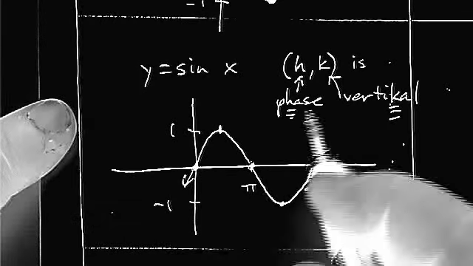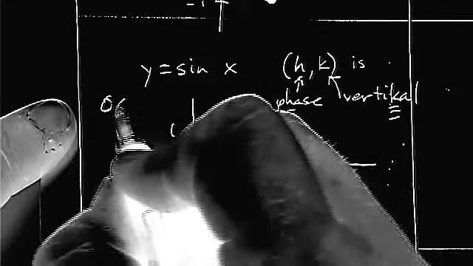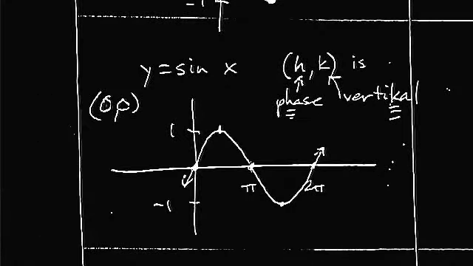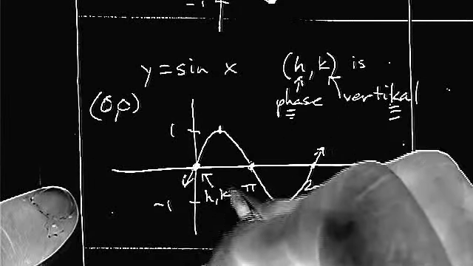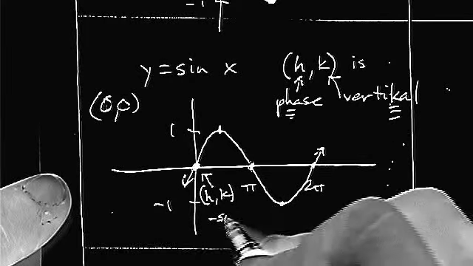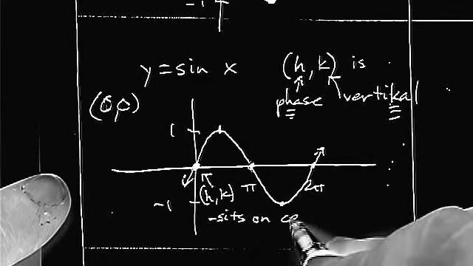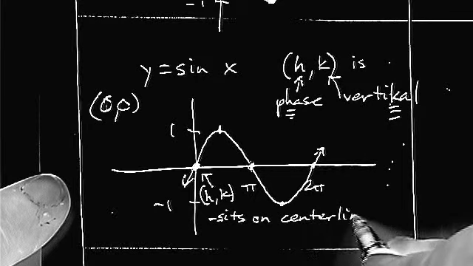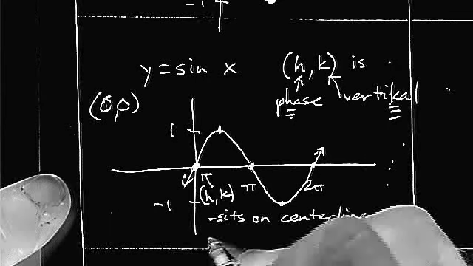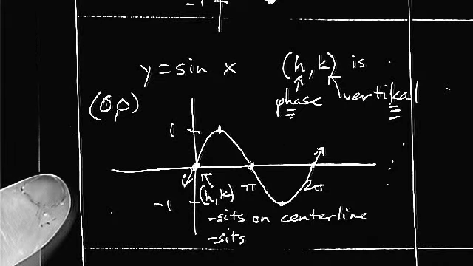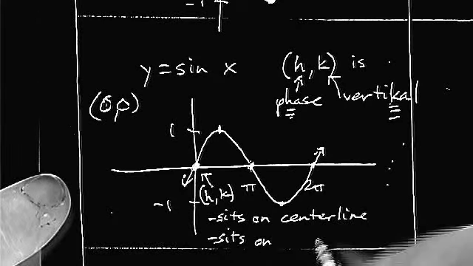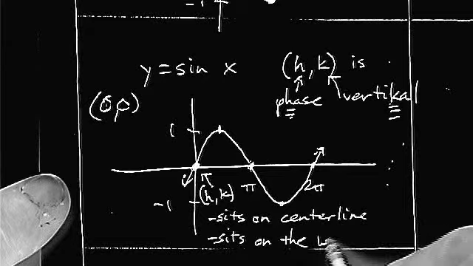Now, in this particular graph, you see that the vertical shift and the horizontal shift are both zeros, okay? Nothing has been changed about this particular graph in terms of shifting it around. 0, 0, that would be my HK. Okay, it sits on the center line. It sits on the way up the hill.